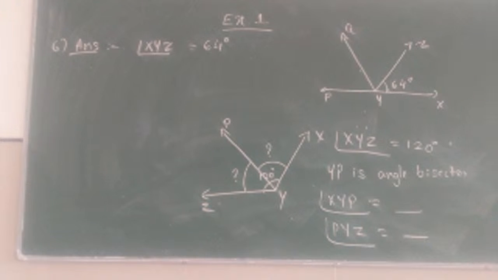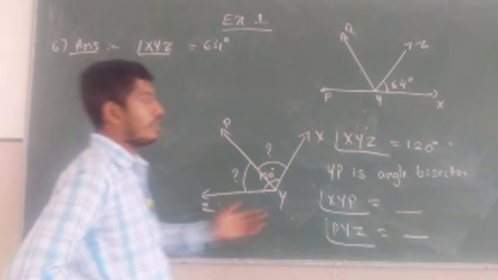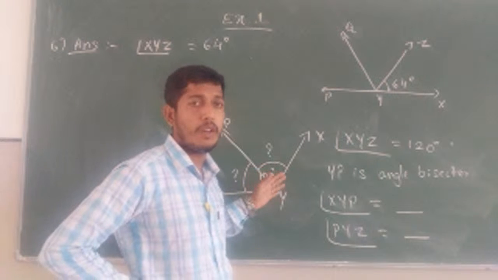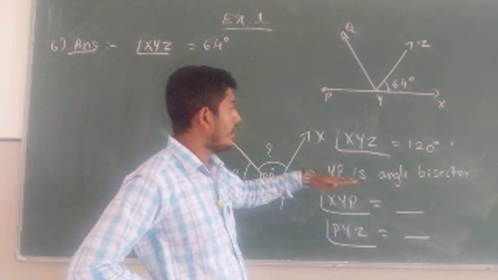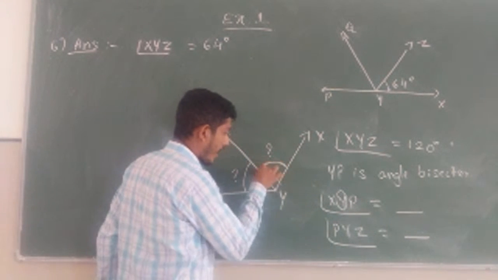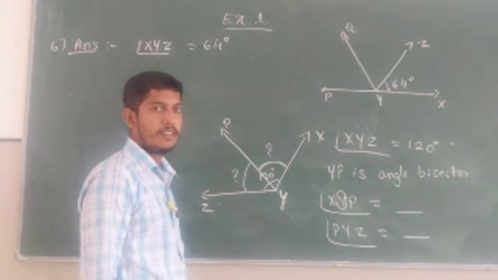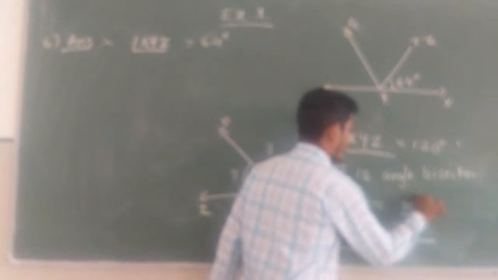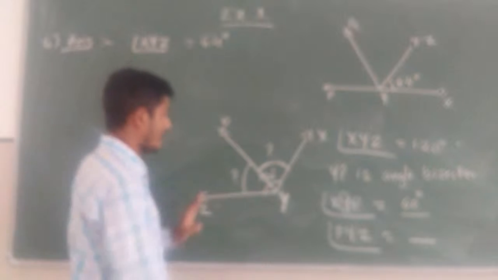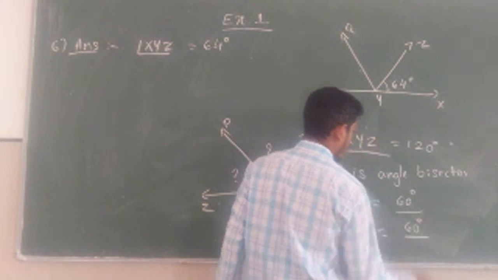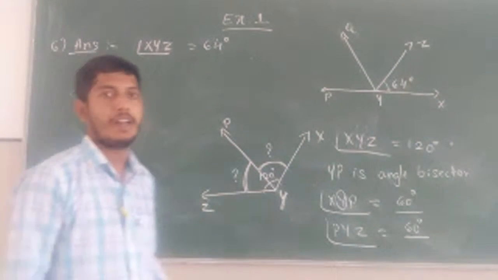So an angle bisector means it divides the angle into two equal parts. Your total angle is 120 degree and YP is the angle bisector, or you can simply call it a bisector. Then angle XYP: 120 divided by 2 gives 60 degree. So it is 60 degree, and similarly PYZ is also 60 degree. This is very very important. This comes for 1 mark.